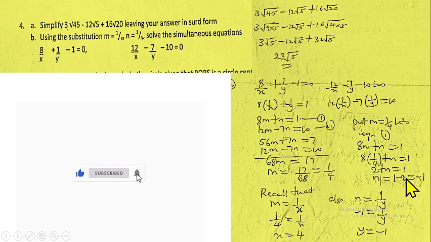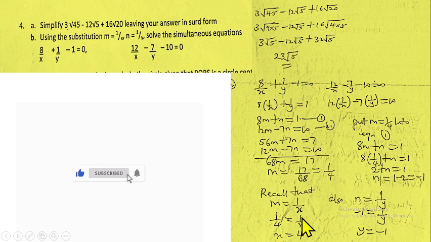Now that we know the value of m and the value of n, you have to find the value of x and y. So you can now go back and find the value of x and y. Recall that m is equal to 1 over x, and m is 1 over 4. So 1 over 4 equals 1 over x. If you invert this, x will be 4.